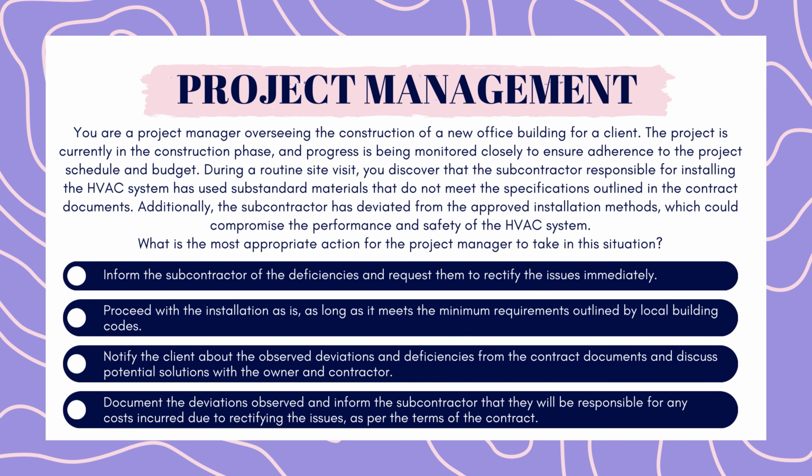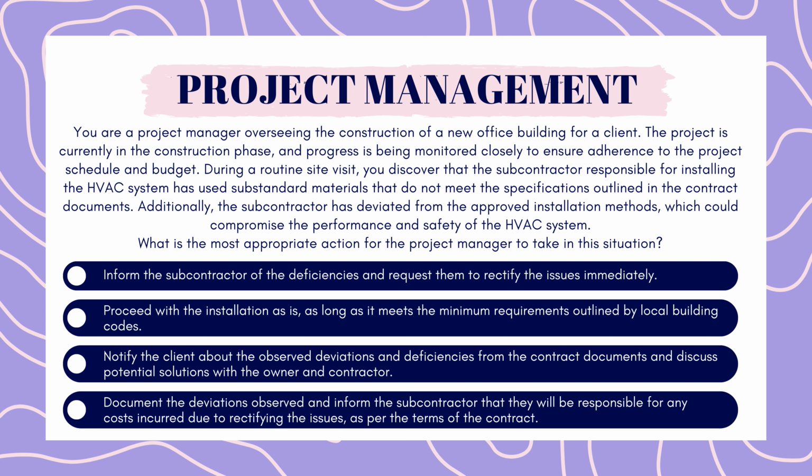You are a project manager overseeing the construction of a new office building for a client. The project is currently in the construction phase and progress is being monitored closely to ensure adherence to the project schedule and budget. During a routine site visit, you discover that the subcontractor responsible for installing the HVAC system has used standard materials that do not meet the specifications outlined in the contract documents. Additionally, the subcontractor has deviated from the approved installation methods, which could compromise the performance and safety of the HVAC system. What is the most appropriate action for the project manager to take in this situation?